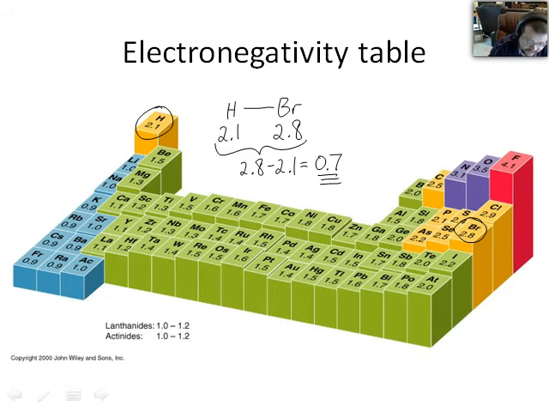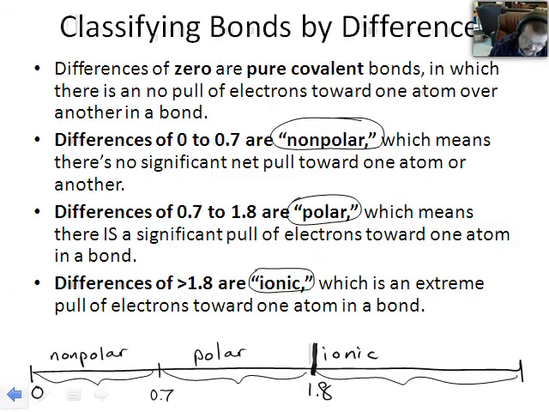Let's see where that fell on our scale. If you look at the bottom of the slide here, we have a scale to help us categorize. Now, it falls exactly at 0.7, so it falls right between polar and nonpolar. We're going to lean towards this being a polar bond.